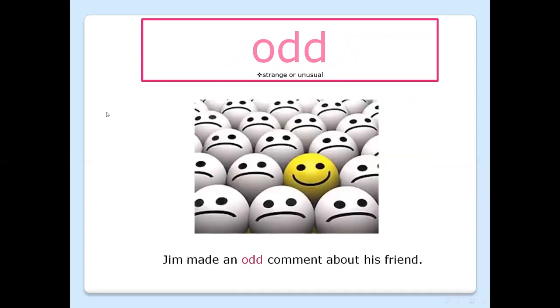Next word is odd. It means strange or unusual. Jim made an odd comment about his friend. A weird comment about his friend. Odd here, girls, is a one syllable word with double D. This is the first case that we talked about.